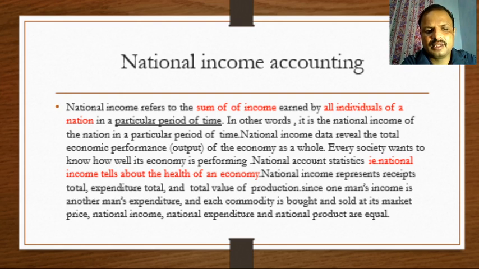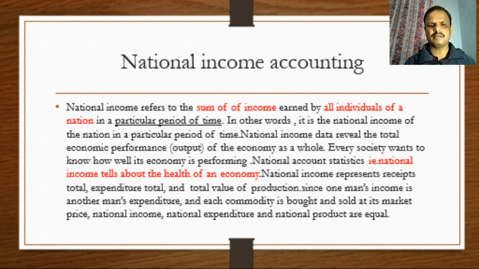National account statistics, that means national income, tells about the health of an economy. So it tells about the health of the economy. What that means? That means it talks about the matters of the national economy, the matter of agriculture, the matter of industry, and the matter of service. In the same way, national income represents the receipt total, expenditure total, and total value of its production.